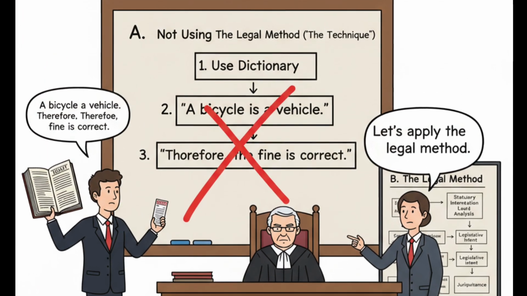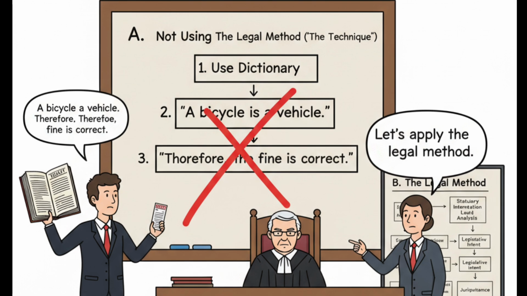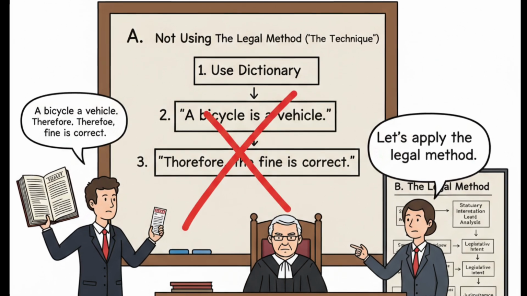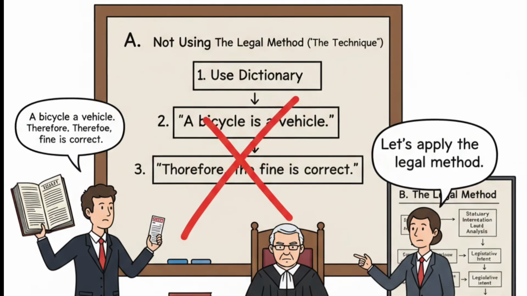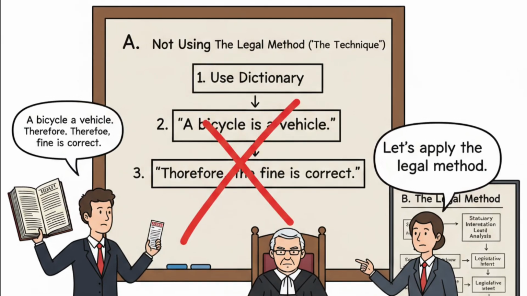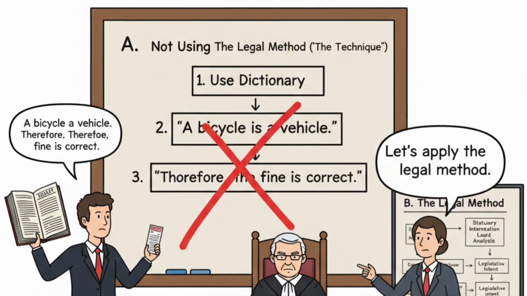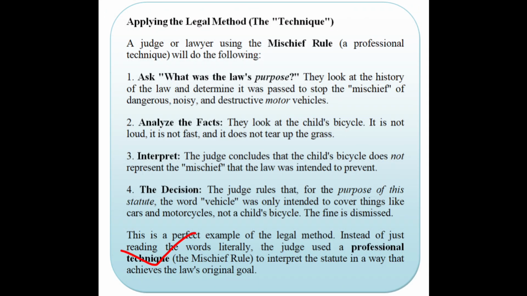The judge rules that for the purpose of this statute, the word vehicle was only intended to cover things like cars and motor vehicles, not a child's bicycle. Hence, the fine is dismissed. Dear friends, this is a perfect example of the legal method. Instead of just reading the words literally, the judge used a professional technique to interpret the statute in a way that achieves the law's original goal.